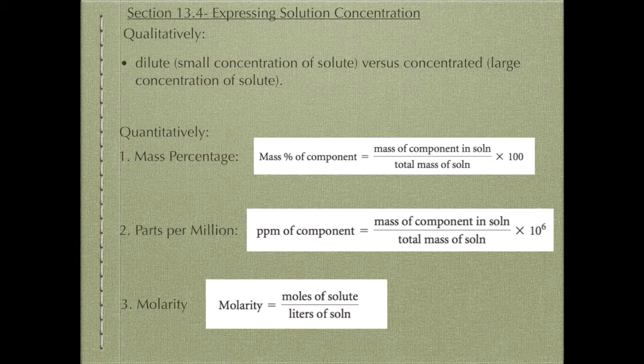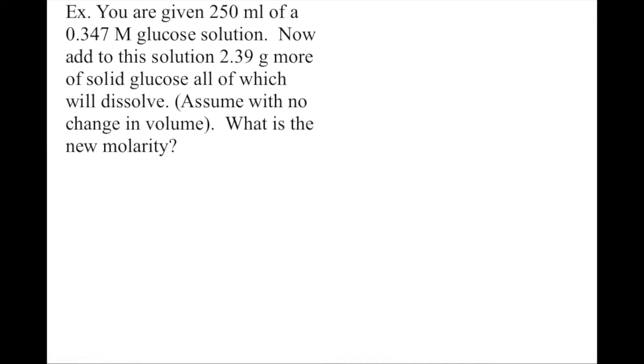So let's look at some example problems right now. There are actually 2 different ways of completing this problem. It tells you that you have a 250 milliliter solution of 0.347 molar glucose, and you're going to be adding more glucose to that. The first way is by finding the new concentration that 2.39 grams would produce in 250 milliliters of solution, and then simply adding the 2 concentrations. Now, I'm actually going to do it a different way because it allows me to explain the concept of molarity and make sure you are clear on concentration and how to calculate molarity.